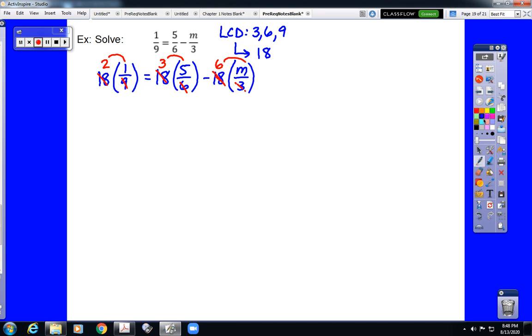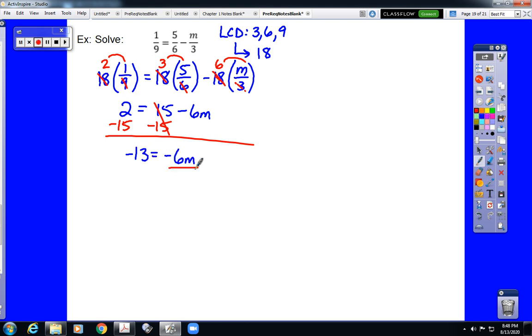That would give us the equation 2 equals 15 minus 6m. That is a two-step equation, so subtract 15 from each side, which gives us negative 13 equals negative 6m. Divide by negative 6. 13 is not divisible by 6. However, negative divided by a negative is a positive, so our answer would be the non-reducible fraction 13 over 6.